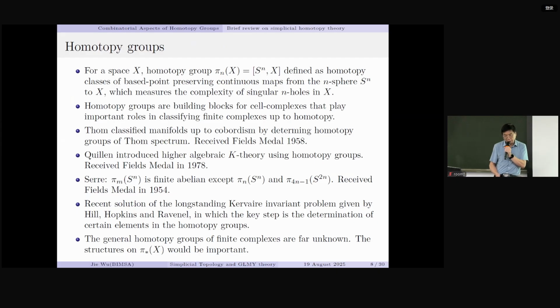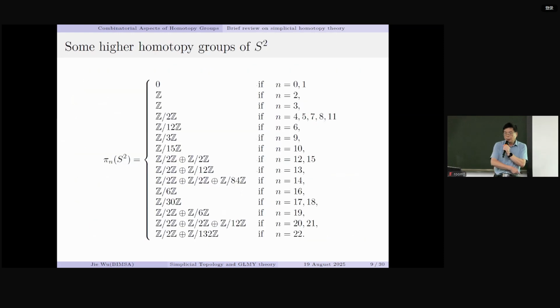The homotopy groups, of course, are far from known, and yeah, it's quite a challenging problem, right? Now here I show a little bit of the information on the higher homotopy groups of S2. Well, this is taken from the table in Toda's book published in 1962. Okay, so you will see the homotopy groups of the two-sphere. So it appears like this.